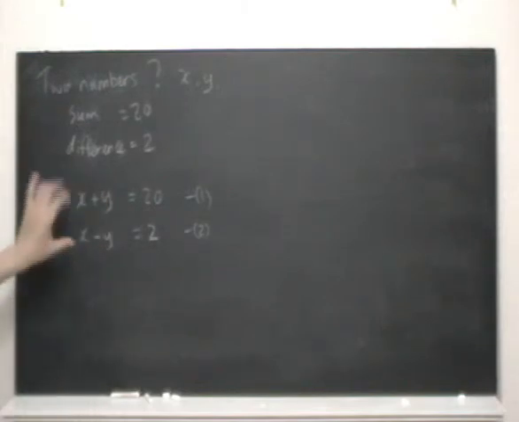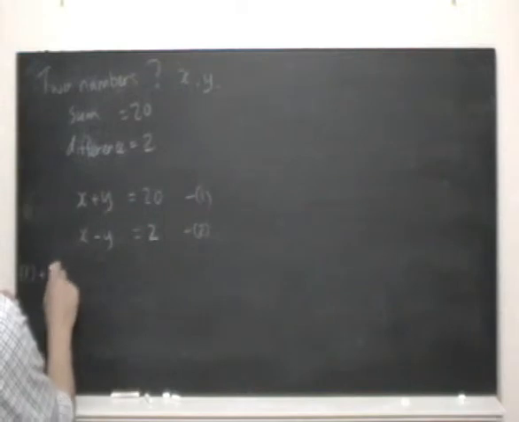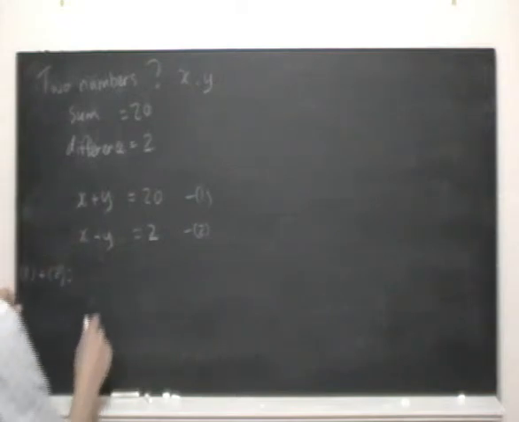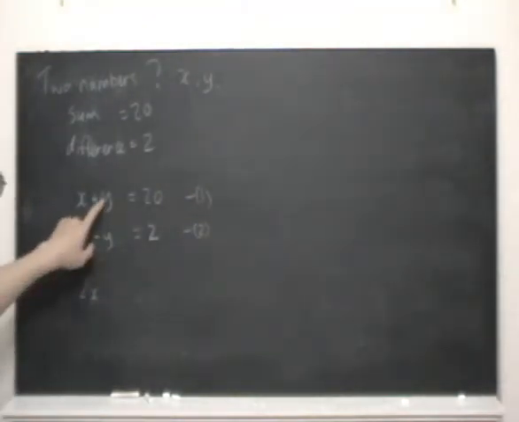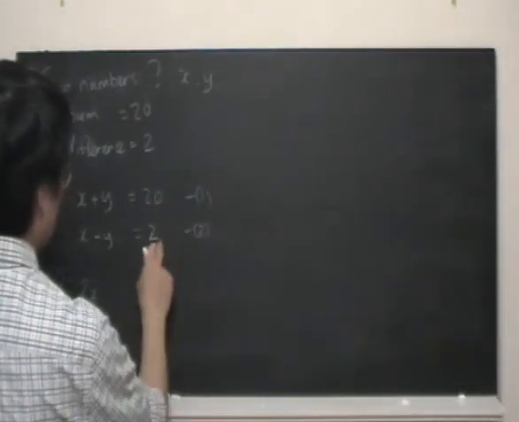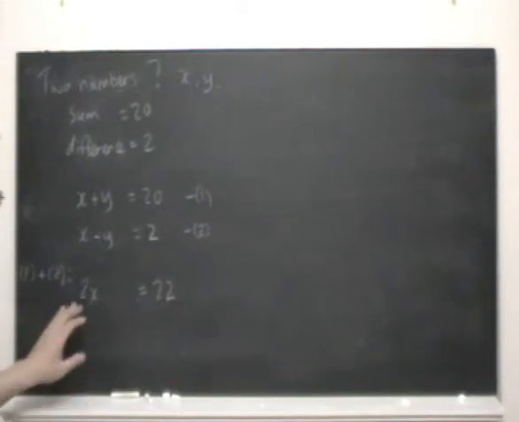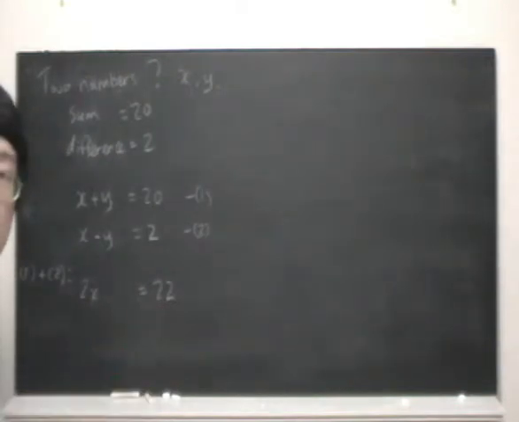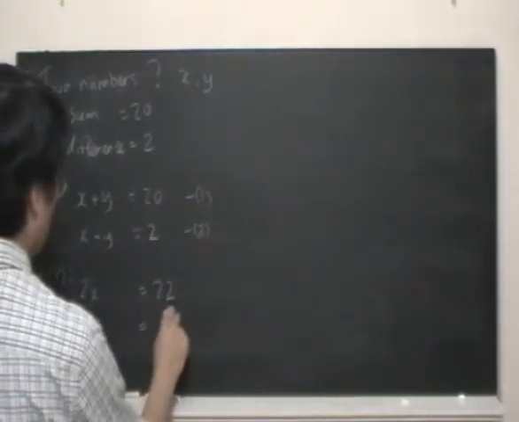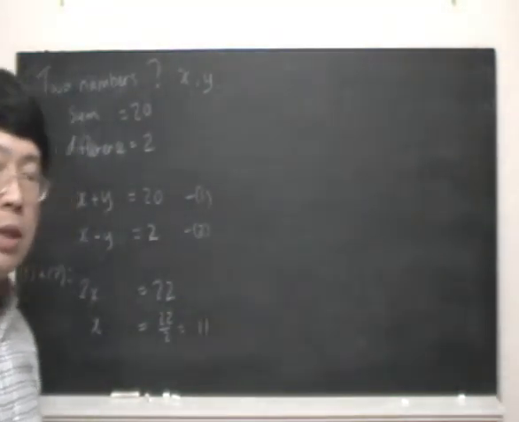So therefore let's just try and add them and see what happens. Let's do equation 1 plus equation 2. On the left side we have x plus x, which is 2x. We have y plus minus y, which is 0. And on the right side we have 20 plus 2, which is 22. And we now have a simpler equation, 2x equals 22. Therefore, we can find x, just divide both sides by 2. And we have 22 over 2 equals 11. So now we have found the answer for x.